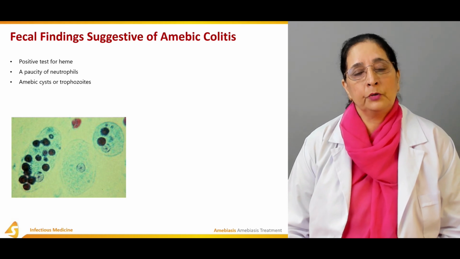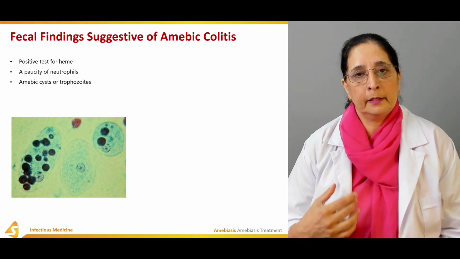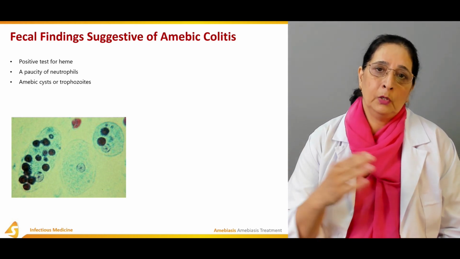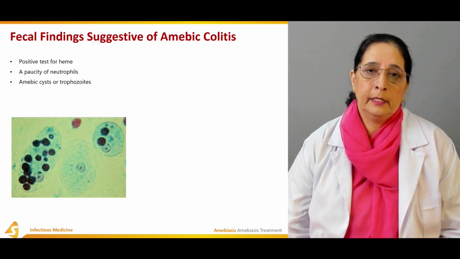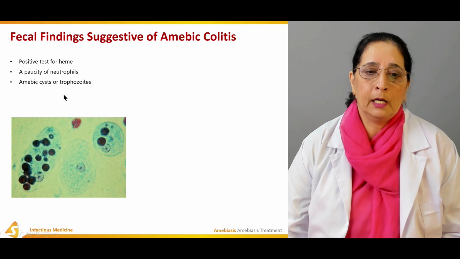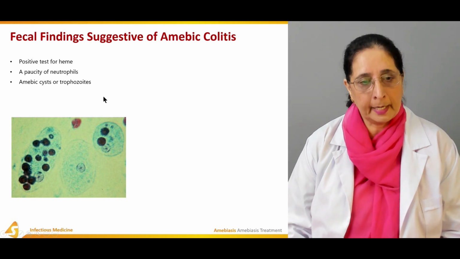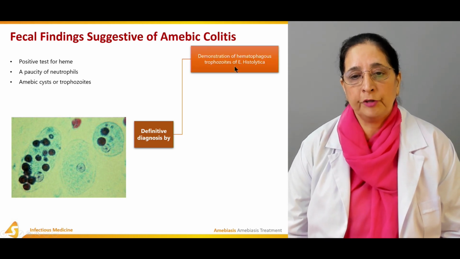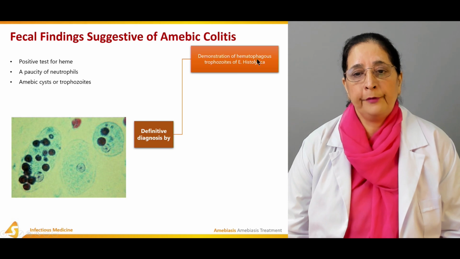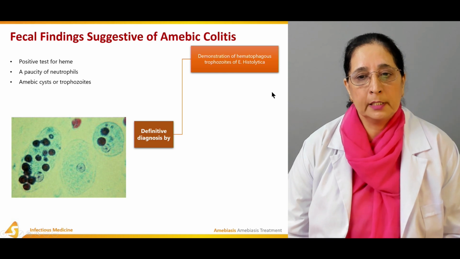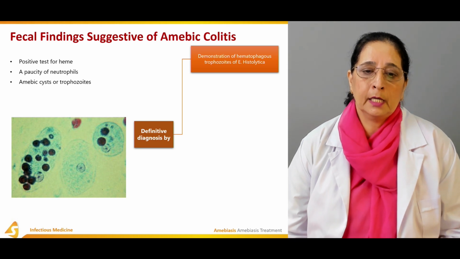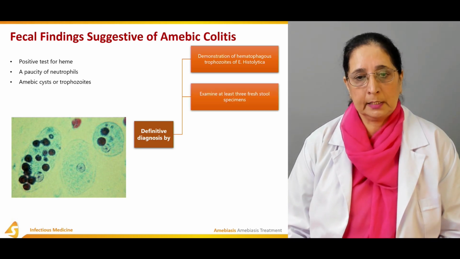Amebic cysts or trophozoites are released in the fecal matter and then ingested, and that's how the whole cycle starts. So there is presence of amebic cysts and trophozoites in the fecal matter. Definitive diagnosis is by the demonstration of hematophagous trophozoites of Entamoeba histolytica. So the presence of trophozoites of Entamoeba histolytica is the significant diagnosis.